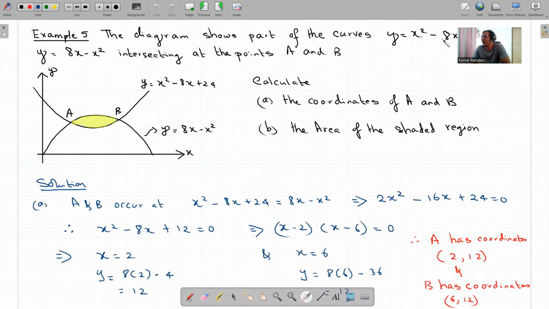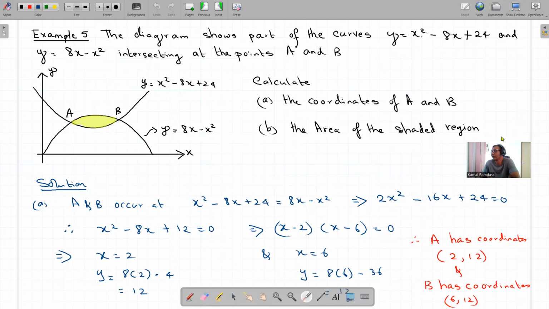The diagram shows part of the curve y equals x squared minus 8x plus 24, and y equals 8x minus x squared, intersecting at the points A and B. Bon, vous mentionnez que c'est une question de Cambridge. Un typical Cambridge question. Il demande de calculer les coordonnées de A et B, et l'area of the shaded part.